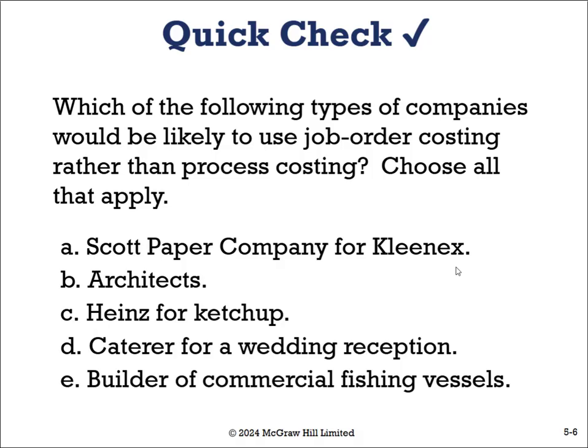All right, let's look at a quick check. Consider pausing the video and reading this question. Which of the following types of companies would likely use job order costing rather than process costing? Choose all that apply. And as a hint, there are 3 correct answers. So take a pause and I'll see you back in a moment.